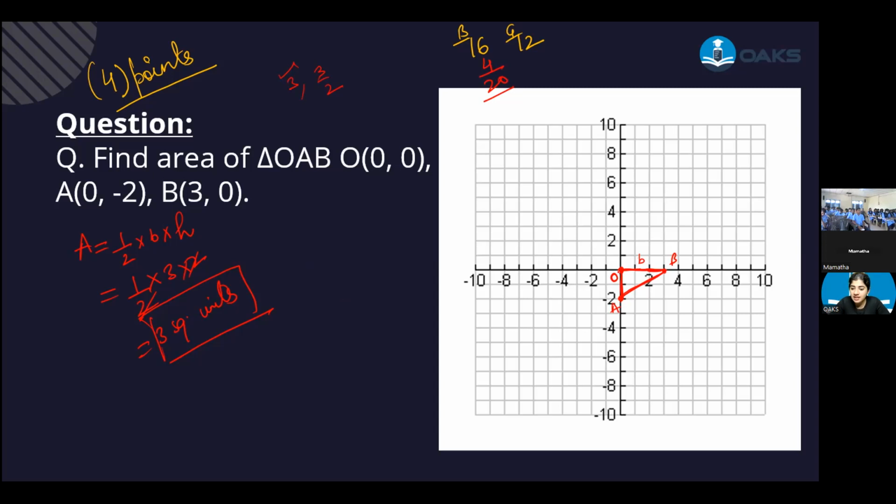Okay, so this is the height. Or you can take this as base. Still, the base will be 2 and the height will be 3. Right? So this triangle has 3 and 2 units as base and height. Now, let's move on to the next question.